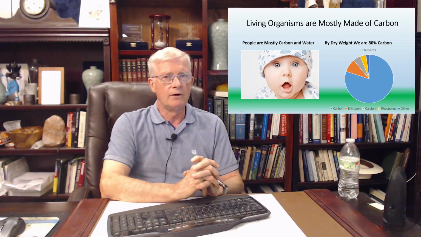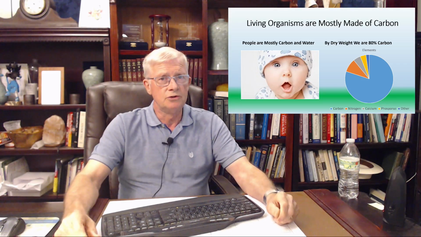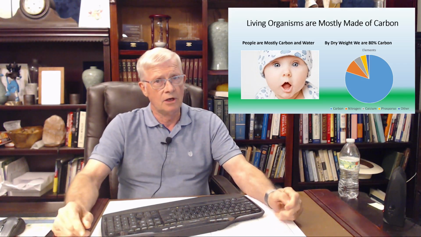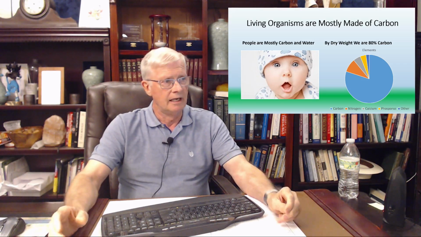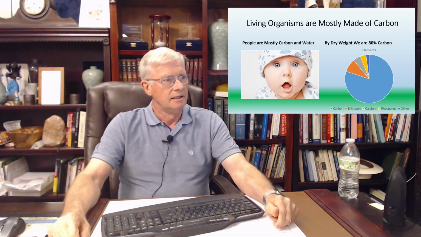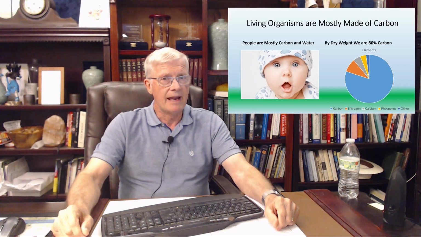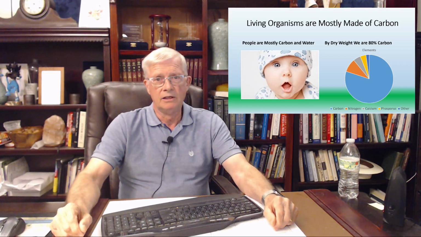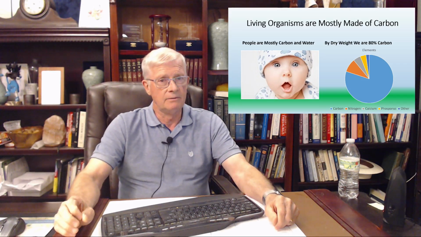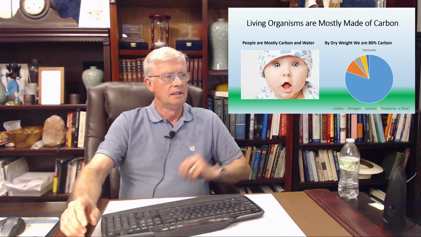When we're talking about folate metabolism, we're really talking about how the body uses carbon. Now, most living organisms are primarily made of carbon, and if you look at our little pie chart down here, you'll see that by dry weight, get rid of the water, we're basically about 80% carbon. So, it should be obvious that carbon and handling carbon in the body is something that's really important.